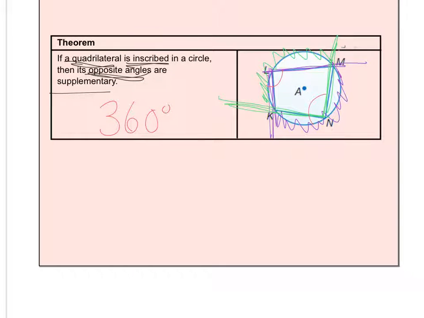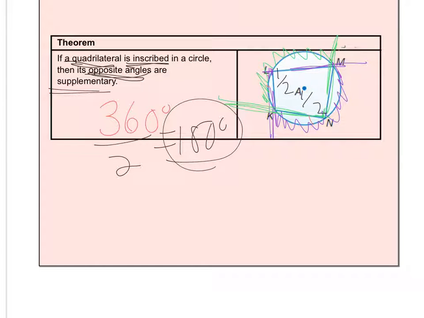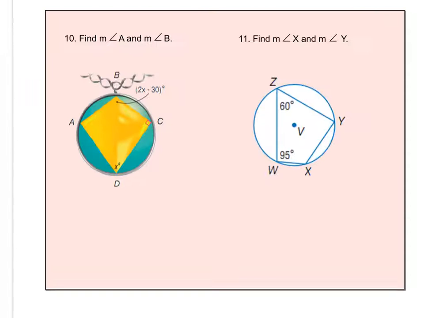So, wait, they're not equal. Sorry, not equal. They're not equal, but if you divide that by 2, that's got to be 180, because both of these get cut in half. So it should make sense that they're supplementary. These two angles together have to add up to 180.